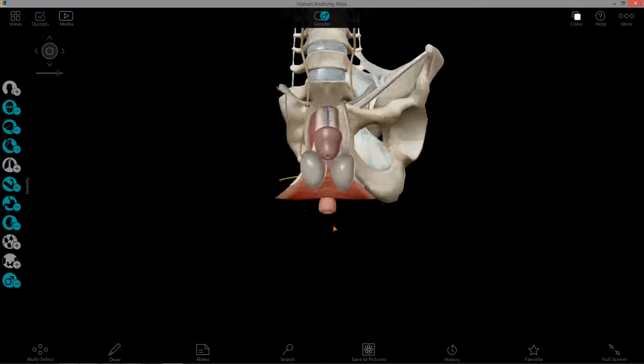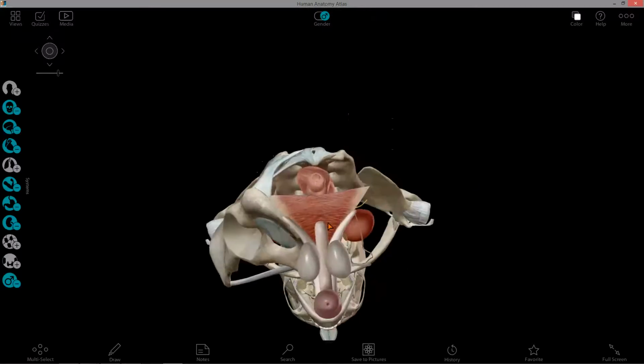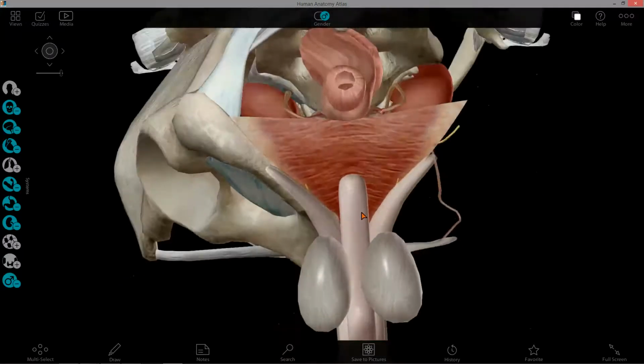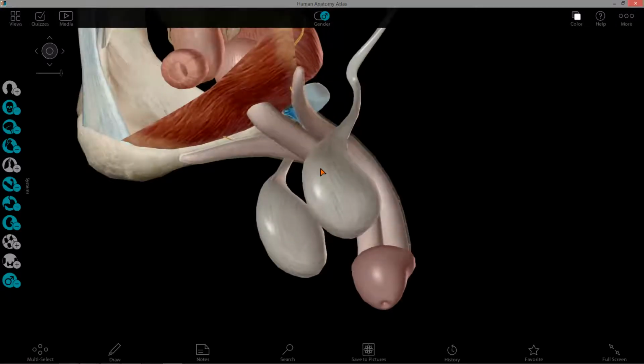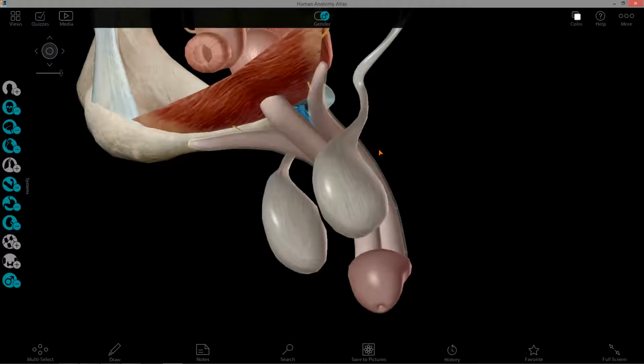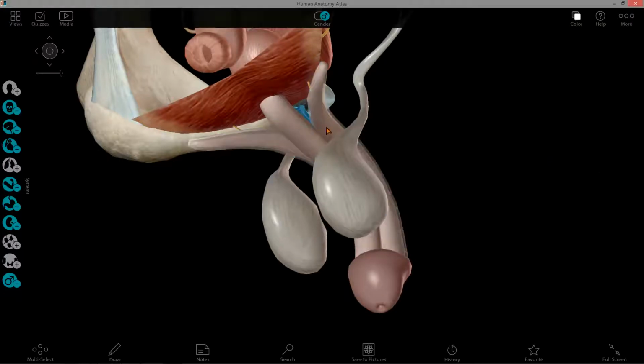I'm going to move us down so we have a feet up sort of view and rotate us around and zoom in. So, beginning with the root of the penis, the root of the penis is essentially composed of what's known as the crura of the penis and the bulb of the penis. The crura of the penis here is covered, not by Buck's fascia, but by the ischiocavernosus muscle.